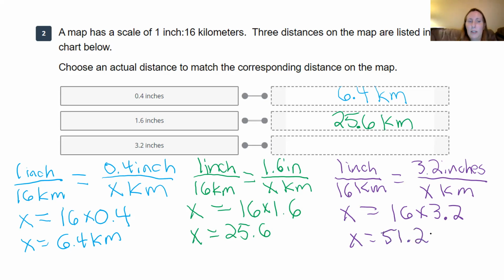51.2, 51 and 2/10 kilometers. So they all get set up the same way. And if you just make sure that your inches are on top, your kilometers are on the bottom, or as long as they're matchy-matchy, you should be fine.